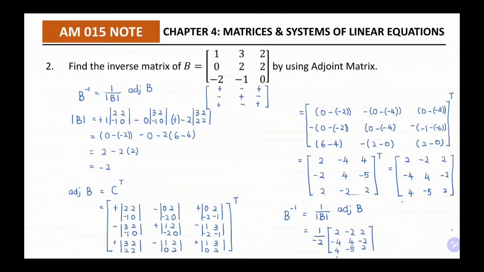Okay, don't forget to expand. Kita darab masuk. So final answer we get negative 1, 1, negative 1, 2, negative 2, 1, negative 2, 5 over 2, and last negative 1. Okay, this one is the answer for B inverse.